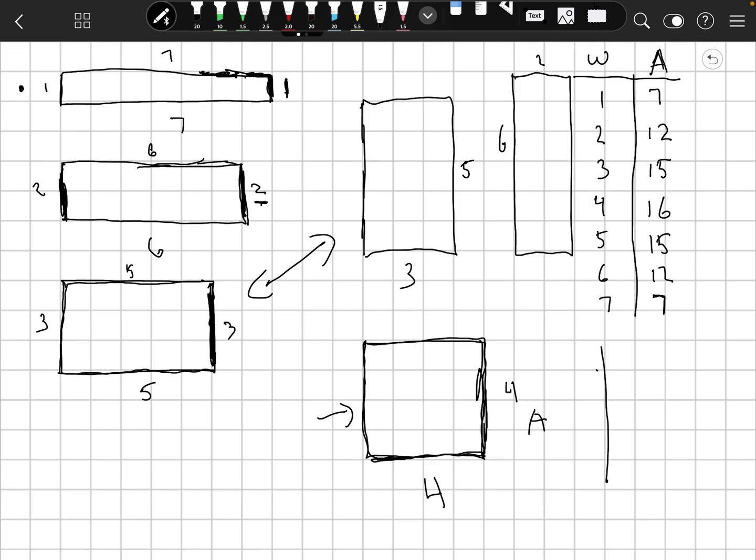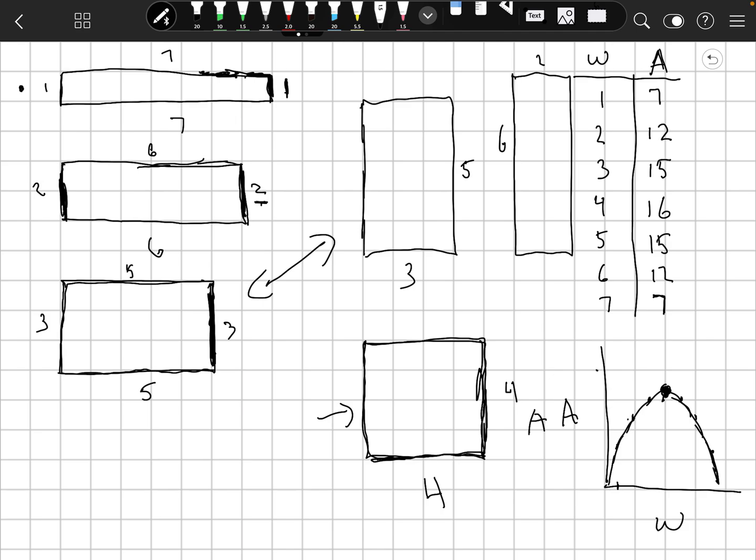If we were to graph what's going on, the relationship between width and area, you might notice at 1 we're at 7, at 2 we're at 12, at 3 we're at 15, at 4 we're at 16, and then we're back at 15 again, back at 12, back at 7. You can tell that it's going to increase and then decrease on a graph. And if you remember from earlier in the year, this creates what we call a quadratic function.